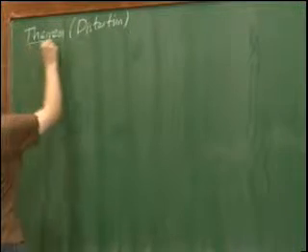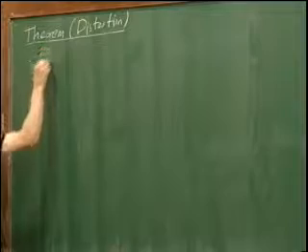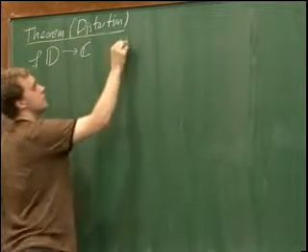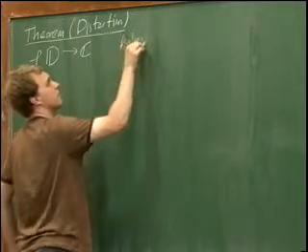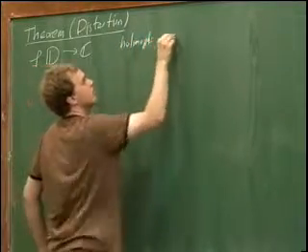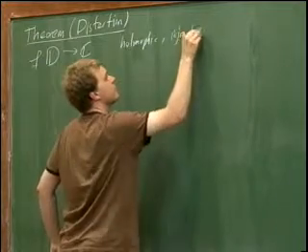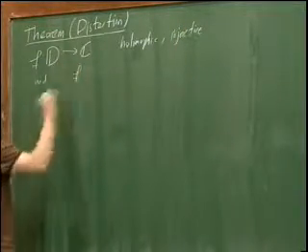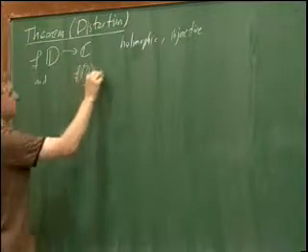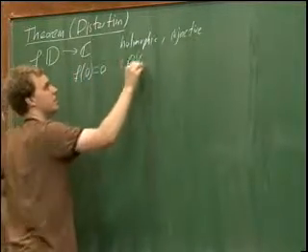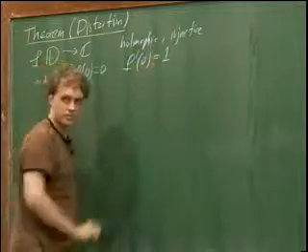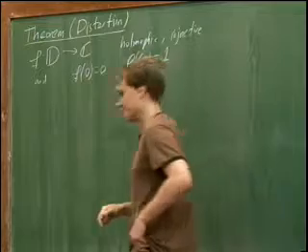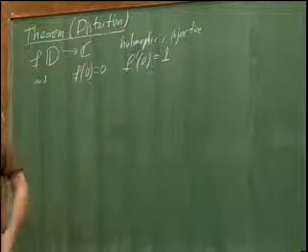If we have f, a map from the disk into C, that is holomorphic, injective, and satisfies a normalization criterion that f of 0 equals 0 and f prime of 0 equals 1, these are the Schlicht functions. If you have such a function, then we can perform the following bound on the derivative.